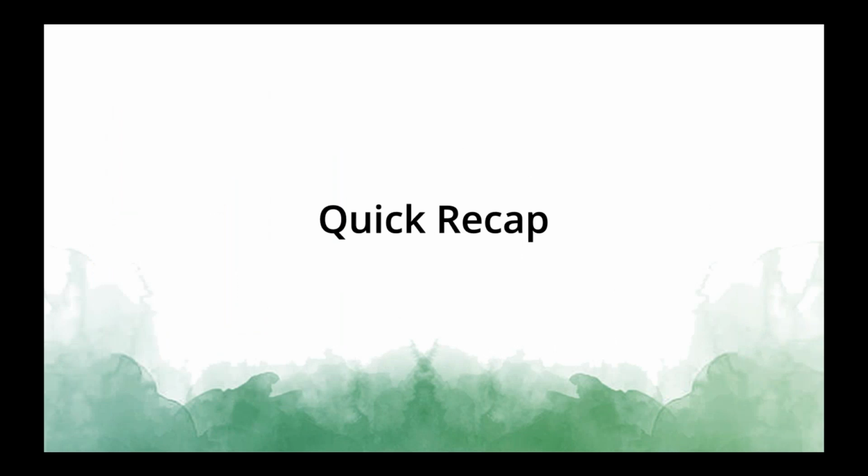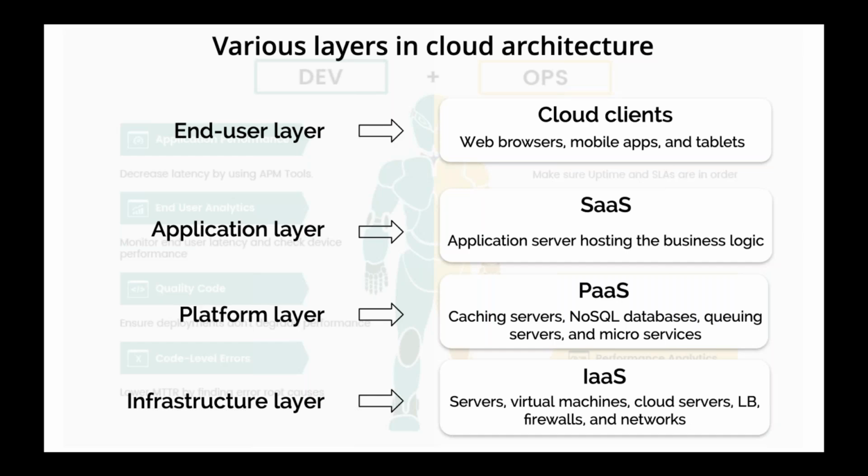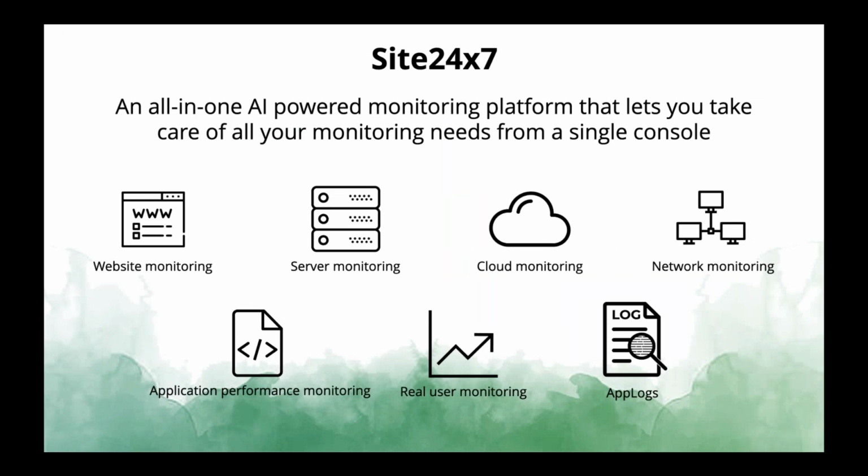So a quick recap. This is one important slide. A DevOps person has to have a complete picture of what is happening in all the different layers of the cloud architecture. Only then will they be able to make meaningful decisions and move forward. So from that angle, Site24x7 is an all-in-one AI-powered monitoring platform that will let you take care of all your monitoring needs from one single console.